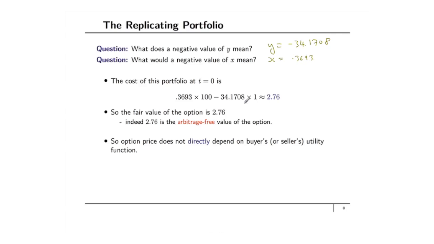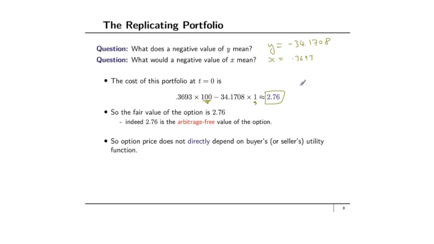How much does this replicating portfolio cost at t equals 0? Well, the stock costs $100. You can think of the cash account as costing $1, okay? When we said we borrow $34.1708, that's like short selling the cash account. So the position is worth 0.3693 times 100 minus 34.1708 times 1, and that's equal to 2.76, modulo some rounding here. I didn't want to show any more than two decimal places. So the value of this replicating portfolio is $2.76.